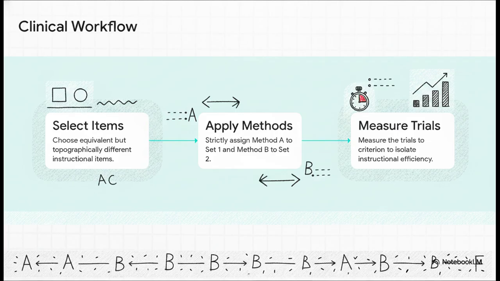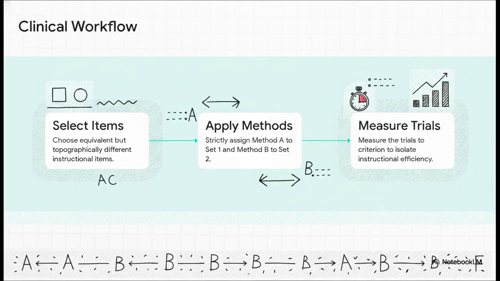When you actually put this into practice in the clinic, it translates into a highly logical, seamless workflow. It boils down to 3 main steps. Step 1, select equivalent items. Step 2, apply different methods to set 1 and set 2. And step 3, measure trials to criterion. First, you carefully curate your equivalent items, exactly like we just discussed with those perfectly balanced spelling words. Step 2, you apply your different instructional methods, strictly assigning method A to set 1 and method B to set 2. And finally, step 3, measuring those trials to criterion.